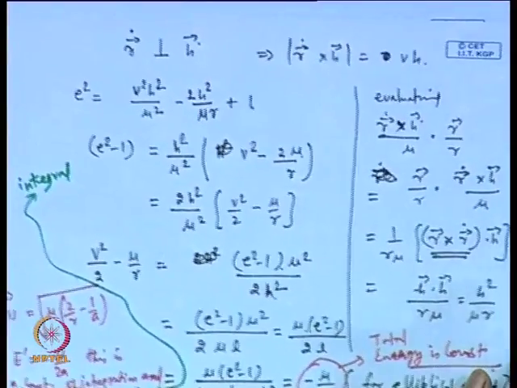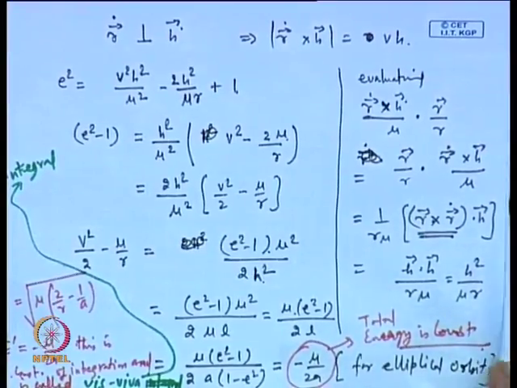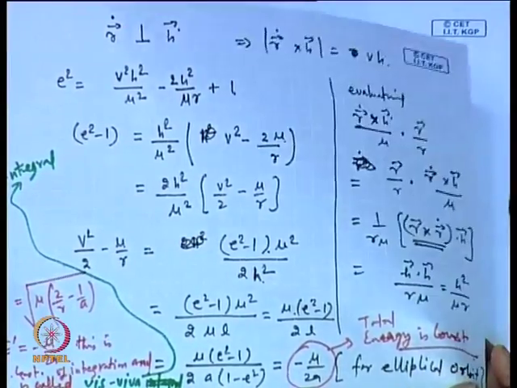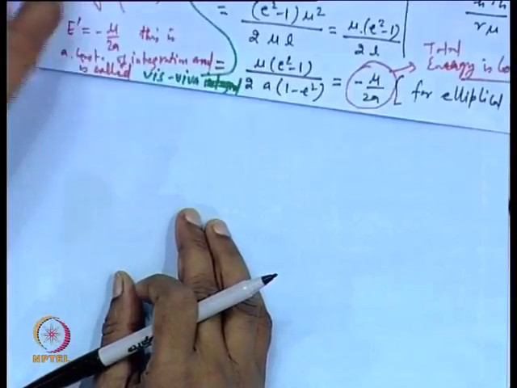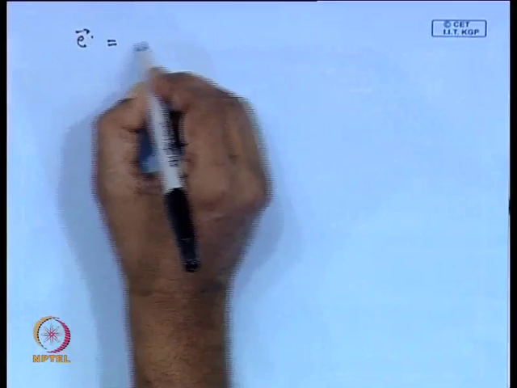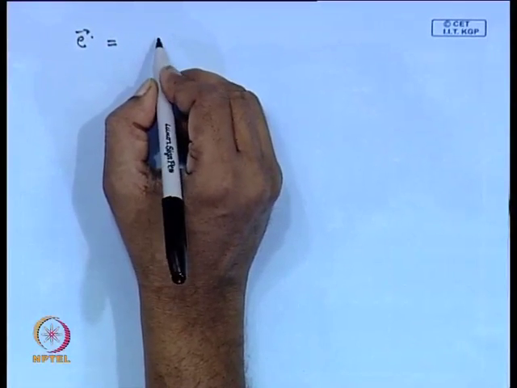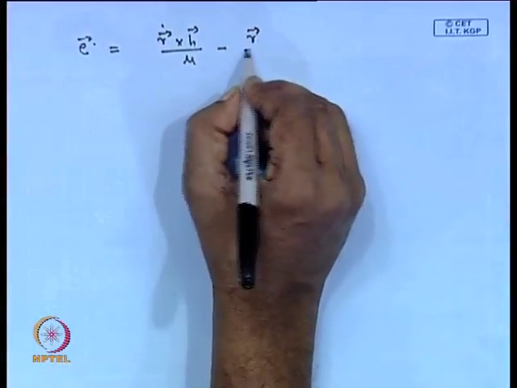So, after going into this, we can find out further results, but I would like to restrict today's lecture to this extent only and discuss further what its implications are. So, what we have seen till now is that we have found the e vector, which was nothing but r dot cross h by mu minus r by r.